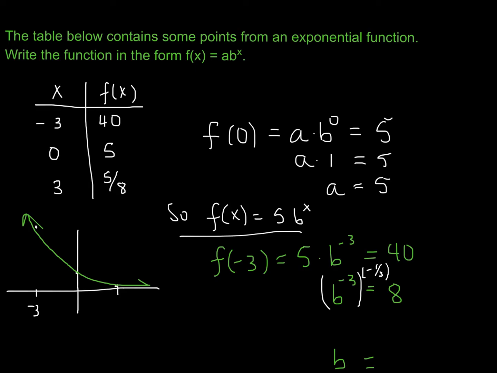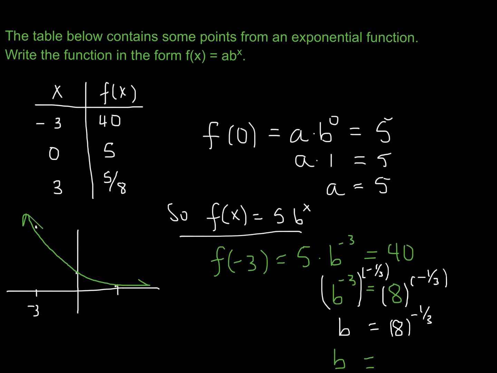And now I will be able to do that on the other side of my equation, so I'm going to raise 8 to the negative 1/3 power as well. So b is going to be equal to 8 raised to the negative 1/3 power. And you might say, okay, well, what is 8 to the negative 1/3 power? And I encourage you to go back and remind yourself what to do with negative exponents.